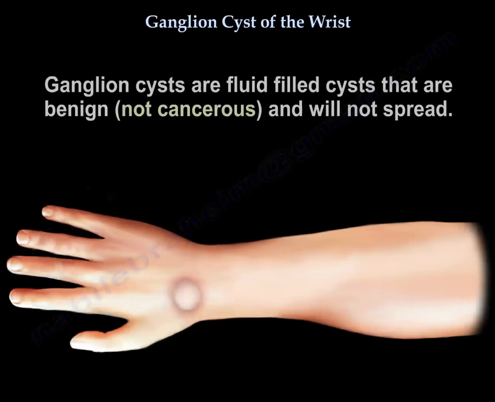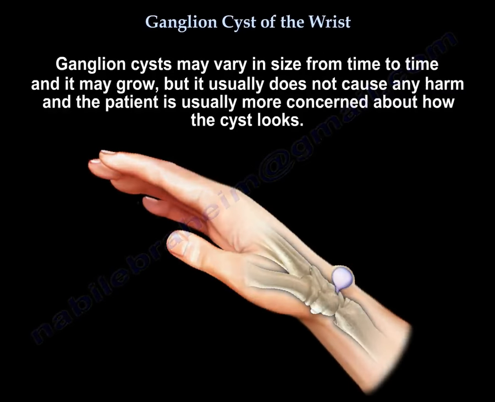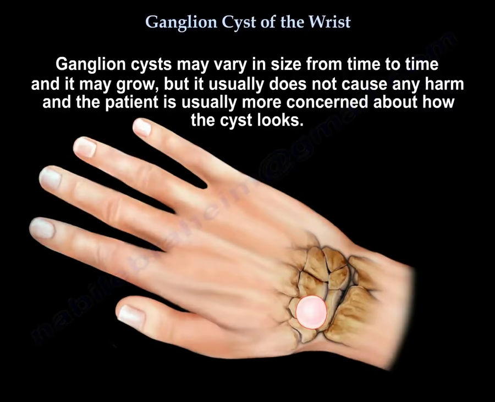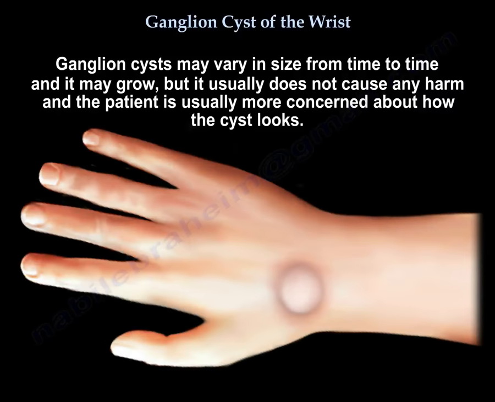Ganglion cyst of the wrist. Ganglion cysts are fluid-filled cysts. They are benign. They are not cancerous, and it will not spread. It may vary in size from time to time, and it may grow. It usually doesn't cause any harm, and the patient is usually more concerned about how the cyst looks.